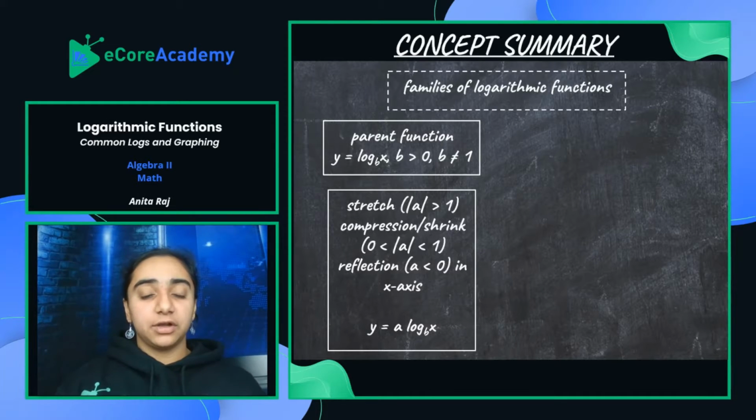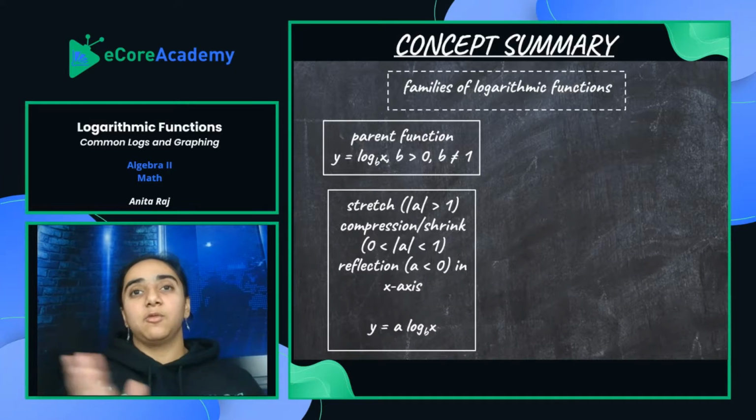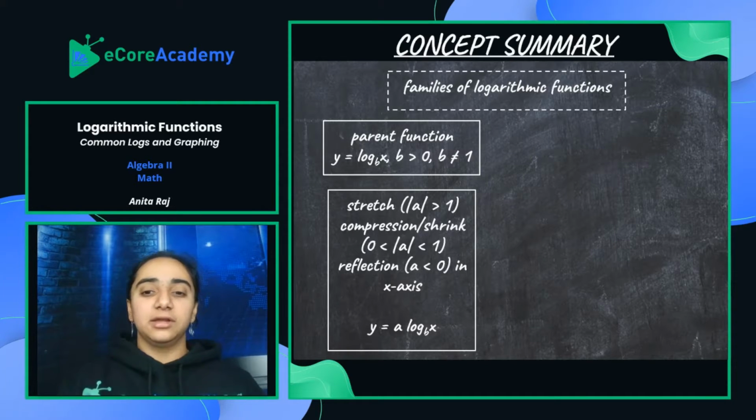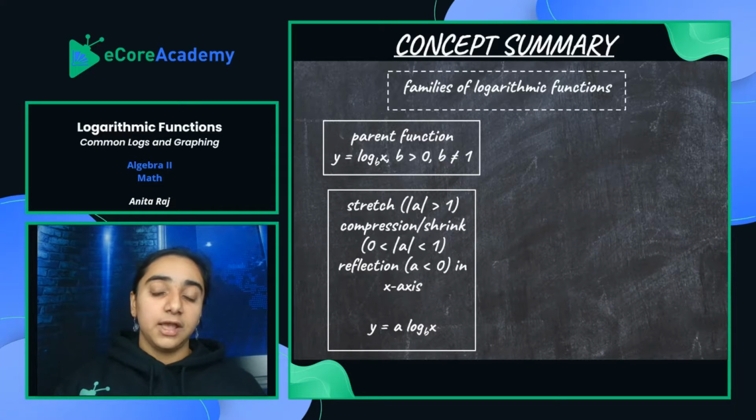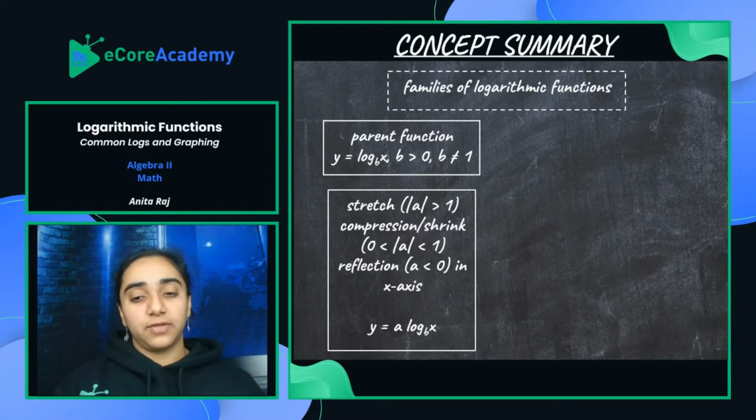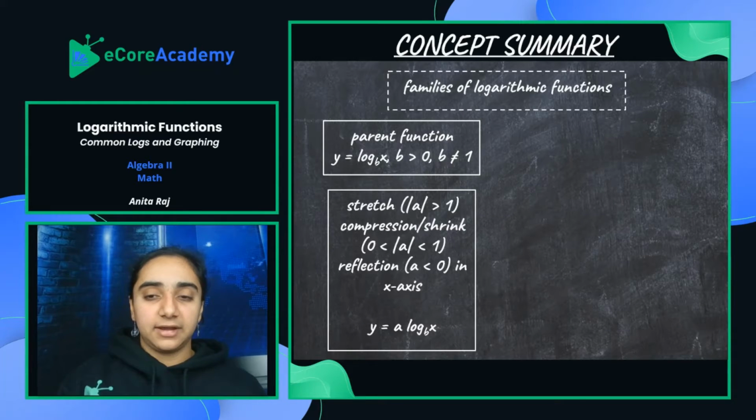However, in order to have a compression or a shrink, where the graph is made wider, you can think of it like flattened. A compression or shrink is where the absolute value of a is a fraction, because it's between 0 and 1. If a is a fraction, you have a compression or a shrunken graph. And then in order to have a reflection, a has to be less than 0, or negative, because if you have a negative a, it flips it and reflects it across the x-axis. So it's going to be denoted as y equals a log base b of x.